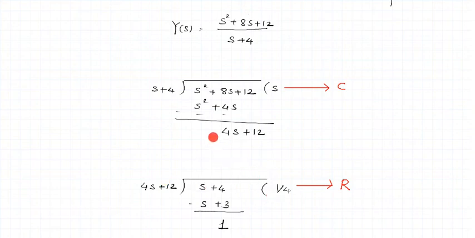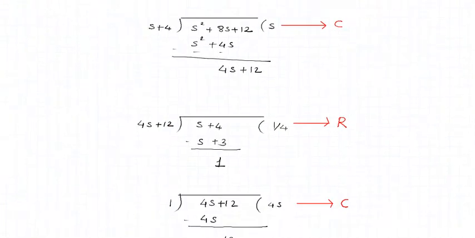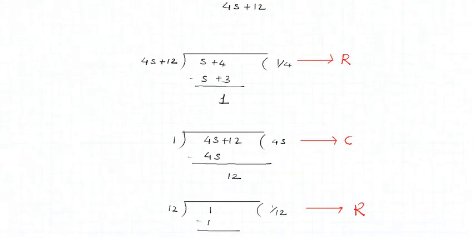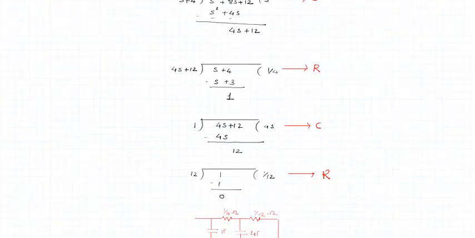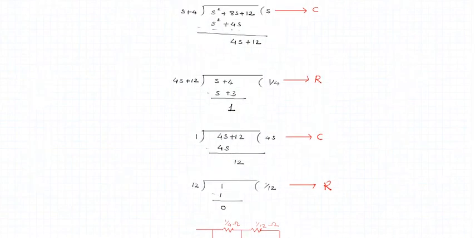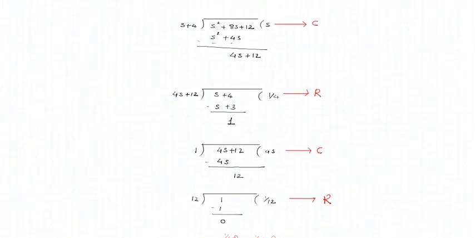We now divide s plus 4 by 4s plus 12. In the second step of division, we obtain the quotient as 1 by 4, but the remainder is still not 0. We continue to perform the division, and in the fourth step of division, as seen here, we have obtained the remainder to be 0. Once the remainder is 0, we have completed the division.